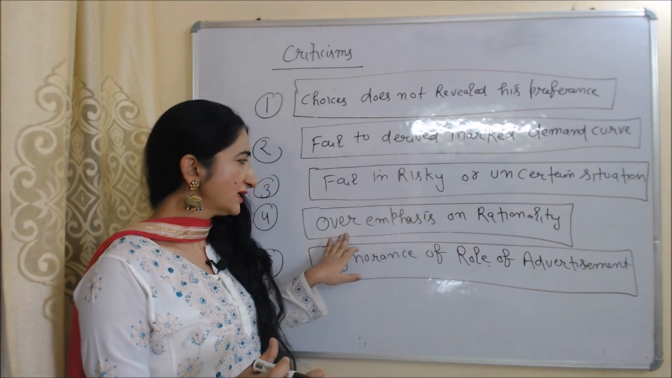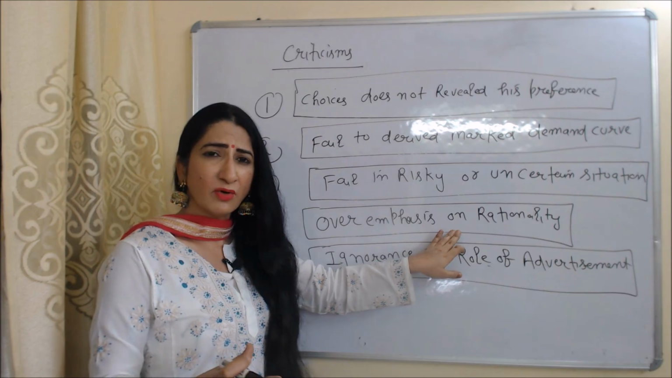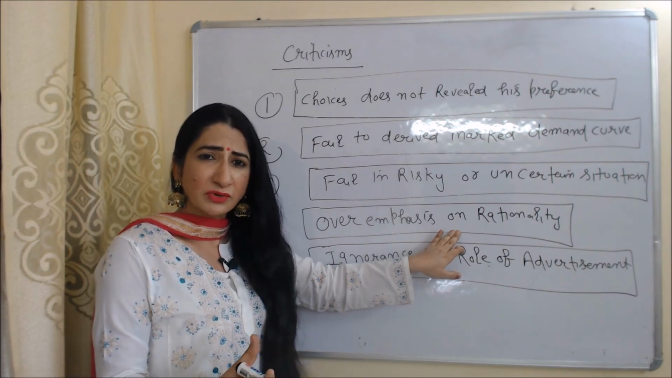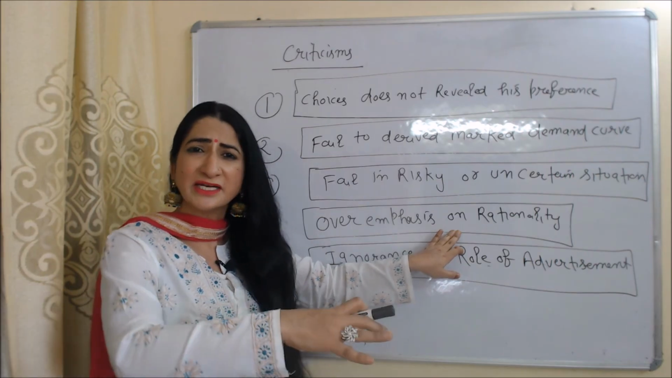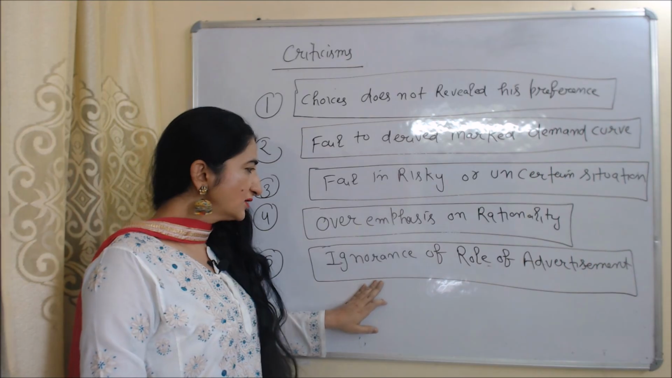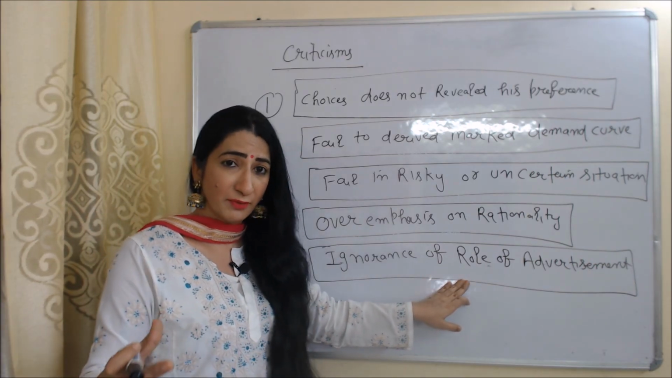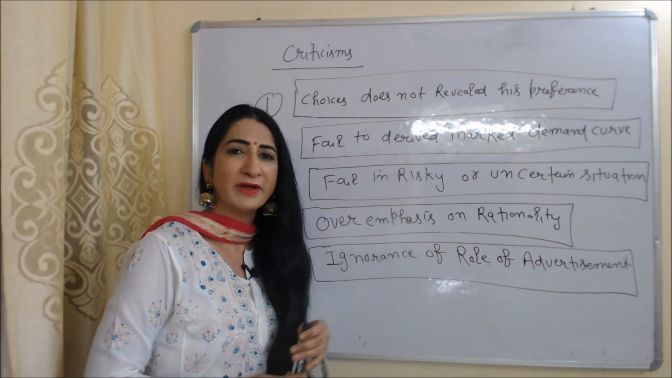Next, this theory gives overemphasis on rationality. Consumer behavior does not always show rationality. Sometimes his behavior shows irrationality when people shop influenced by their emotions. Last is ignorance of the role of advertisement. As we know, advertisement plays a very important role in influencing consumer behavior, but this theory ignores the role of advertisement.